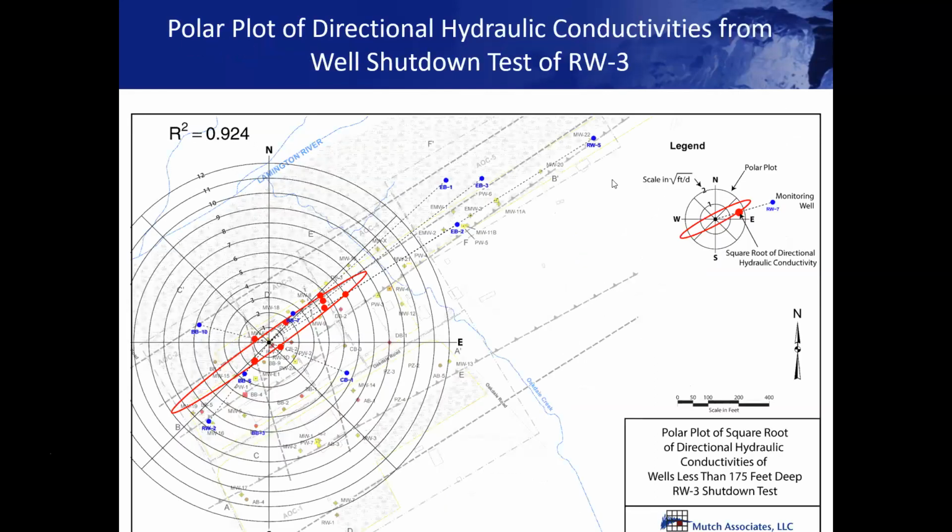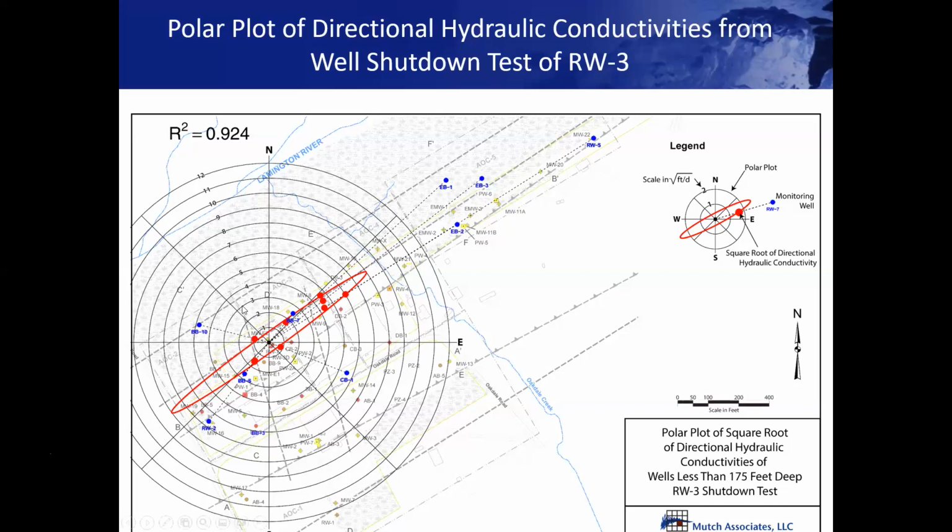So here's an example. This is the RW3 well, which had a highly elliptical hydraulic conductivity ellipse, and also a highly elliptical cone of influence along that same orientation. You could see that in the data. So this is the best fit to that data. Just to be clear, the pumping well is right in the middle. All of the monitoring wells that responded to the test are shown in blue here, and the dashed lines are the rays going from the pumping well out to the well.